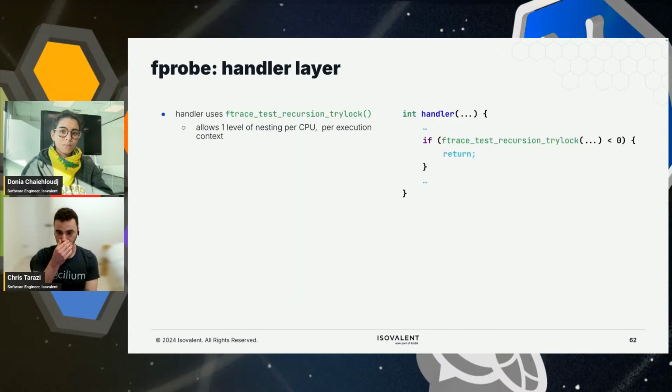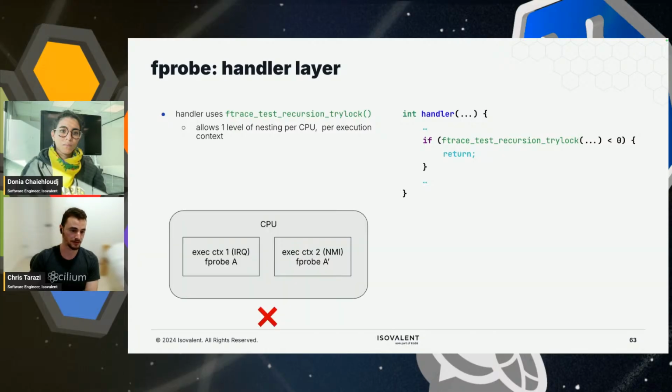Okay, so now let's look at fprobes. Fprobes, unsurprisingly, do not use the kprobe running check, but instead they have their own check called the ftrace test recursion try-lock, and this happens in the handler layer. This function, in contrast to kprobes, supports one level of nested fprobe execution on the same CPU, as long as that nesting happens in the same execution context, like IRQ or process context.